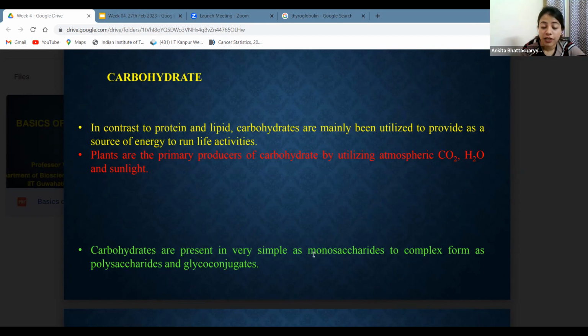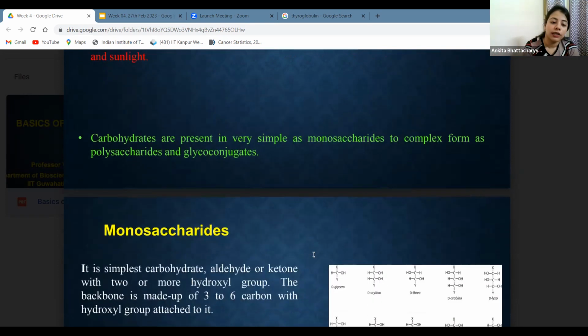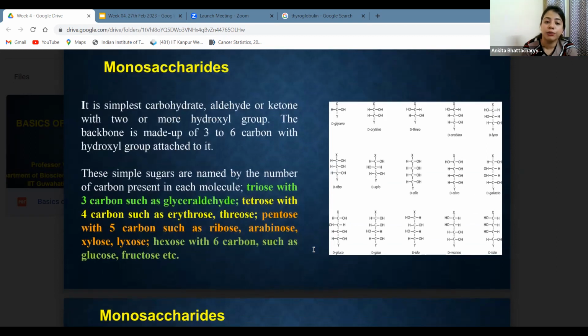Carbohydrates are also present in very simple form as monosaccharides, but they can also be very complicated, such as polysaccharides and glycoconjugates. So it's a huge class under which you'll have varying complexity within the molecules that are included. Here we're first talking about monosaccharides.